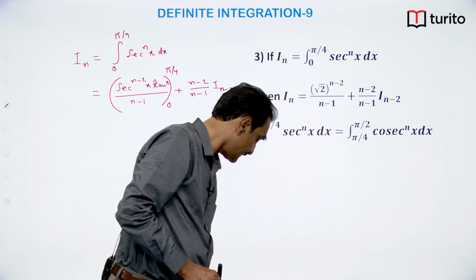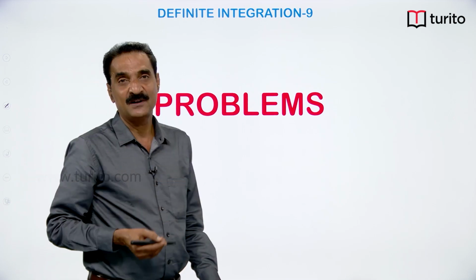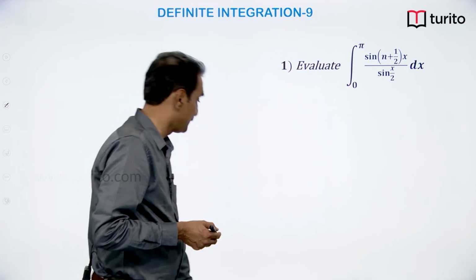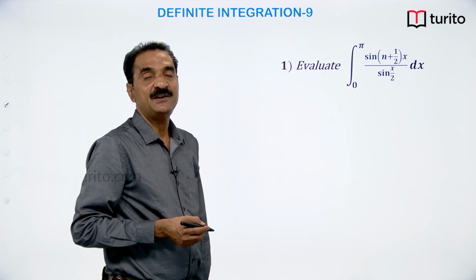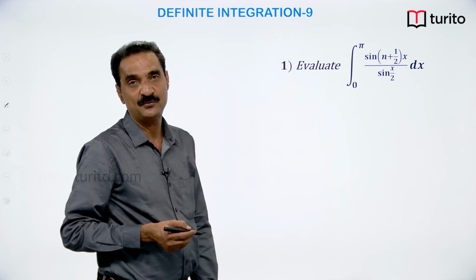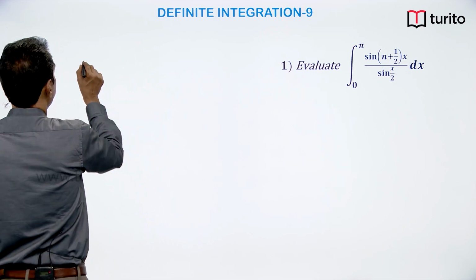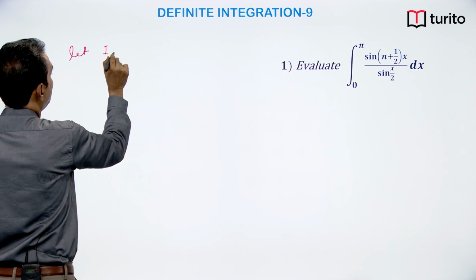Now, let us solve problems on other models, other than sin power n x and cos power n x. The integral 0 to pi of sin of n plus half into x by sin x by 2. In this model, the approach is to take the given integral as In.